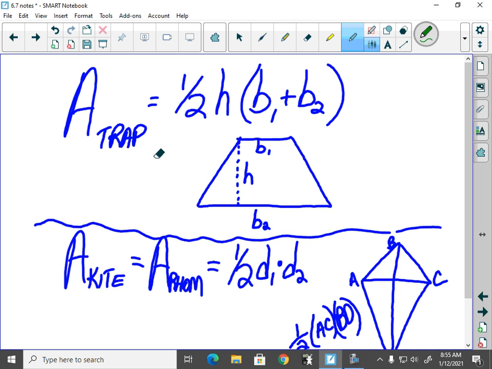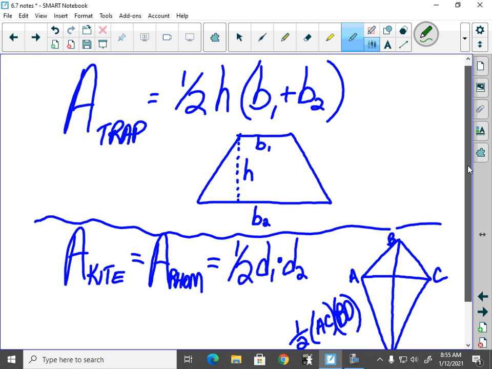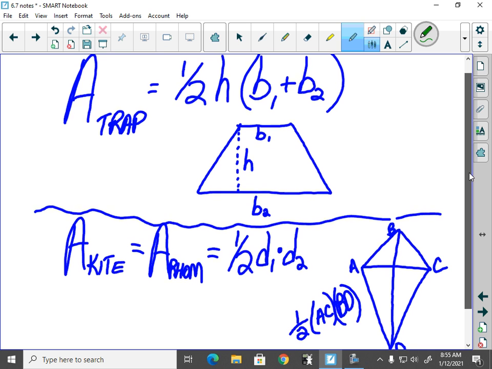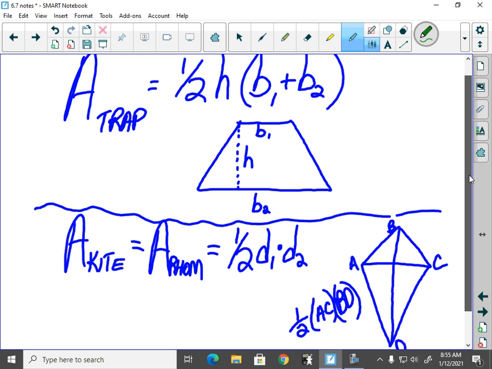Area of a trapezoid. Now, we talked about this one and area of a kite. How about this? You guys just write down the good stuff right now, and then we'll do one of each. Okay? I don't want to confuse you too much by stopping in the middle.